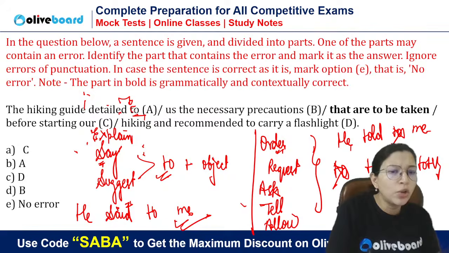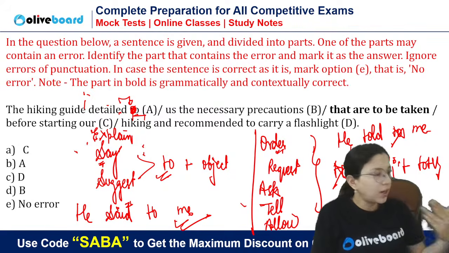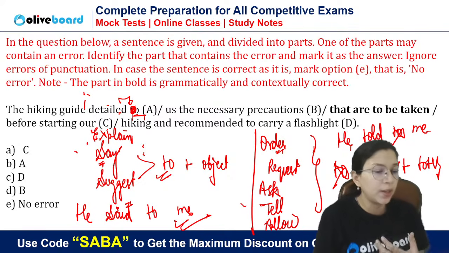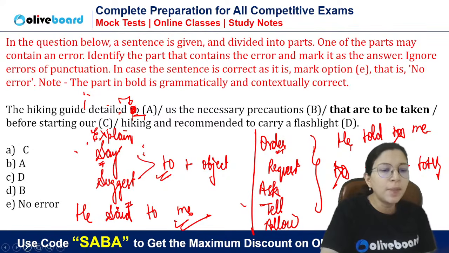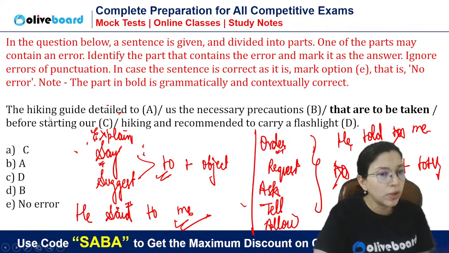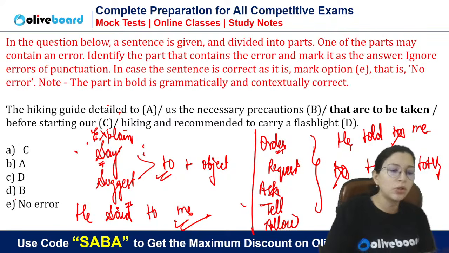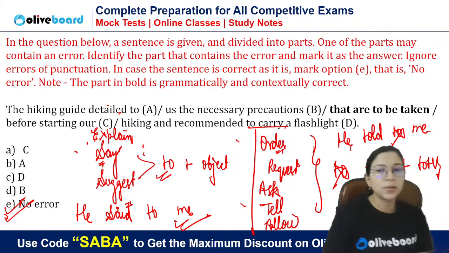If you do not use any preposition, do you know the meaning? Means उसने मेरी detailing कर दी. He gave the detailing of mine. Detailed to us means gave the explanation to us. Is it clear? So he detailed to us the necessary precautions. Absolutely correct. Precautions that are to be taken, that is also correct. Before starting our hiking, and recommended us to carry. Recommended to carry is also correct. To plus V1. Not carrying. There is no error in this sentence.